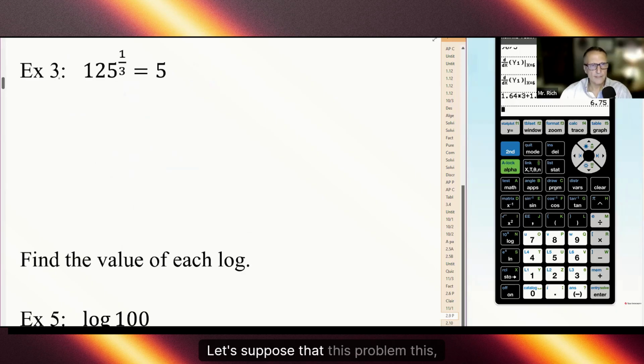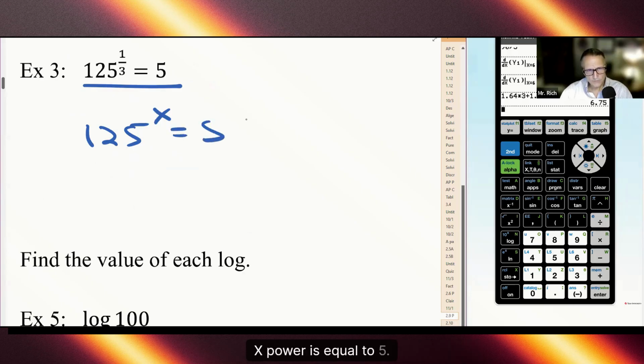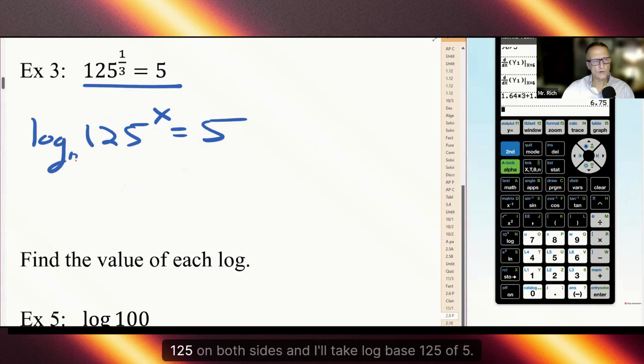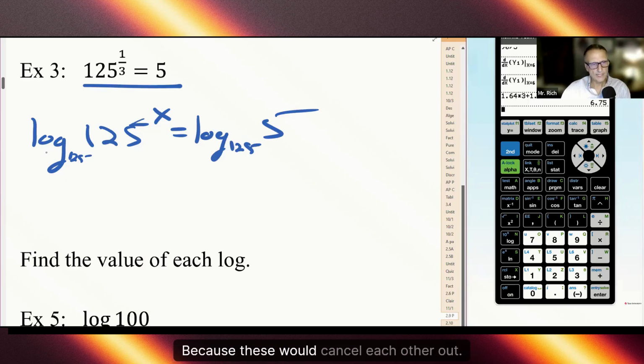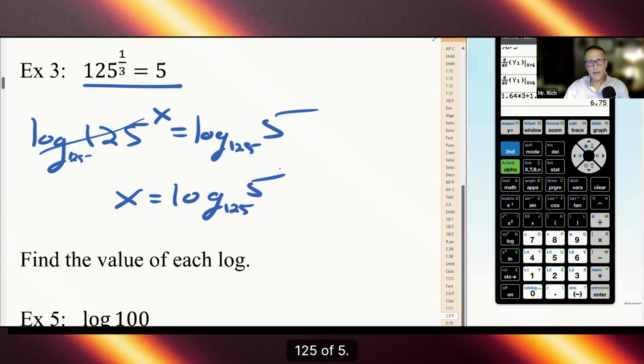Show you what I mean. Let's suppose this is a true statement: 125 to the 1/3 is 5. But let's suppose this was 125 raised to the x power is equal to 5. What I'm going to do is take log base 125 on both sides, of 5. Why would I do that? Because these would cancel each other out, and I just solved for x. And x is equal to log base 125 of 5.